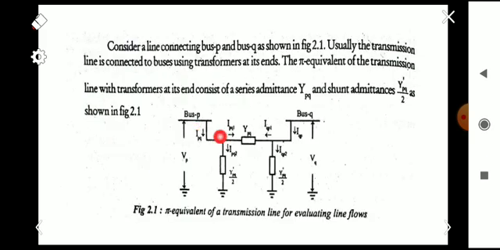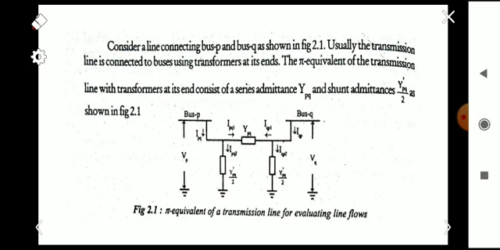For finding the slack bus power, normally we will be considering a pi network transmission line. Here consider a line connecting bus P and bus Q using a transmission line, and it has a transformer at both ends. The pi equivalent of the transmission line with the transformer at its ends consists of a series admittance YPQ, and shunt admittances YPQ dash by 2 and YPQ dash by 2, for constructing a pi network. Here we are using this concept, and based on that we will be finding the slack bus power.